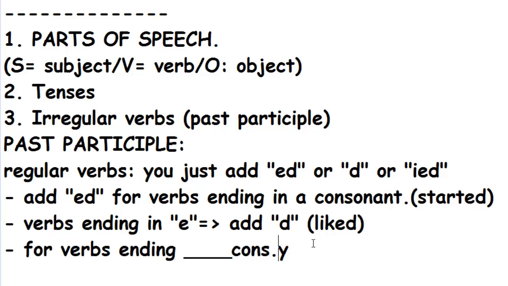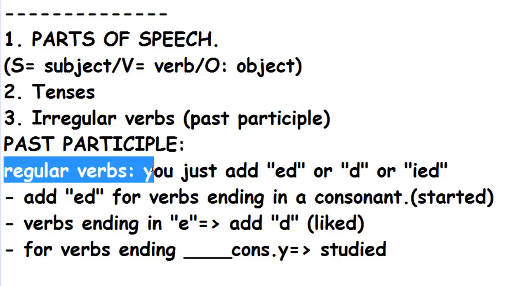In this situation, you simply eliminate the y. Let's take an example: study. This is a verb ending in y preceded by a consonant. D is a consonant. So for simple past and past participle, we eliminate y and add ied, and then we say studied. Great. So this is the past participle of regular verbs. Remember, this is just for regular verbs.